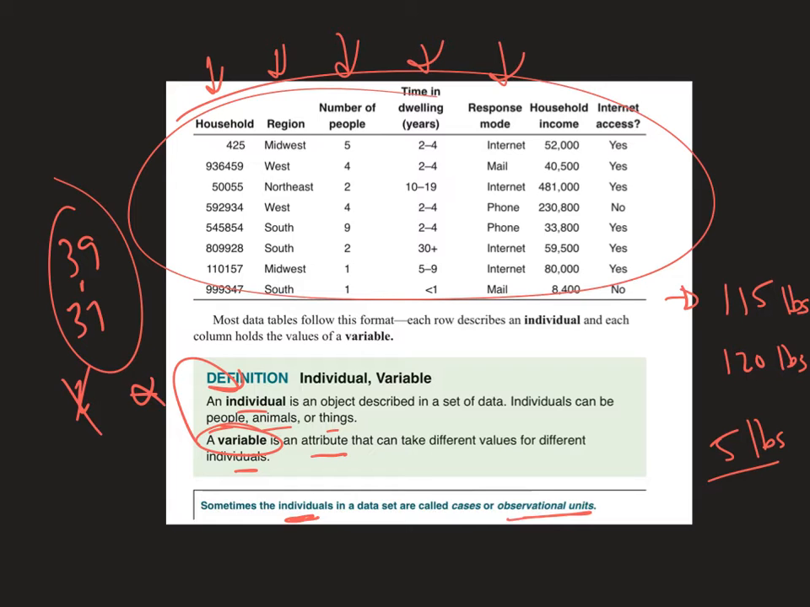The other thing, too, is when you see things like time in dwelling in years, it says 2 to 4, 2 to 4, 10 to 19. When you see numbers used in a range fashion, then we're going to call those categorical. We're not going to refer to them as quantitative. But again, this is in the reading.